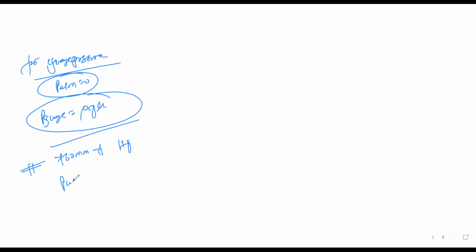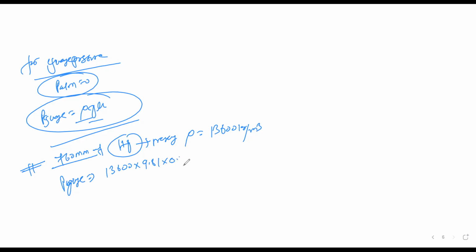So if you apply that same thing and find the gauge pressure, the density of Hg, meaning mercury, is given as 13,600 kg per meter cube. So this is 13,600, 9.81, and 760 means 0.76. If you multiply them, you'll definitely get 101.321 kilopascal.